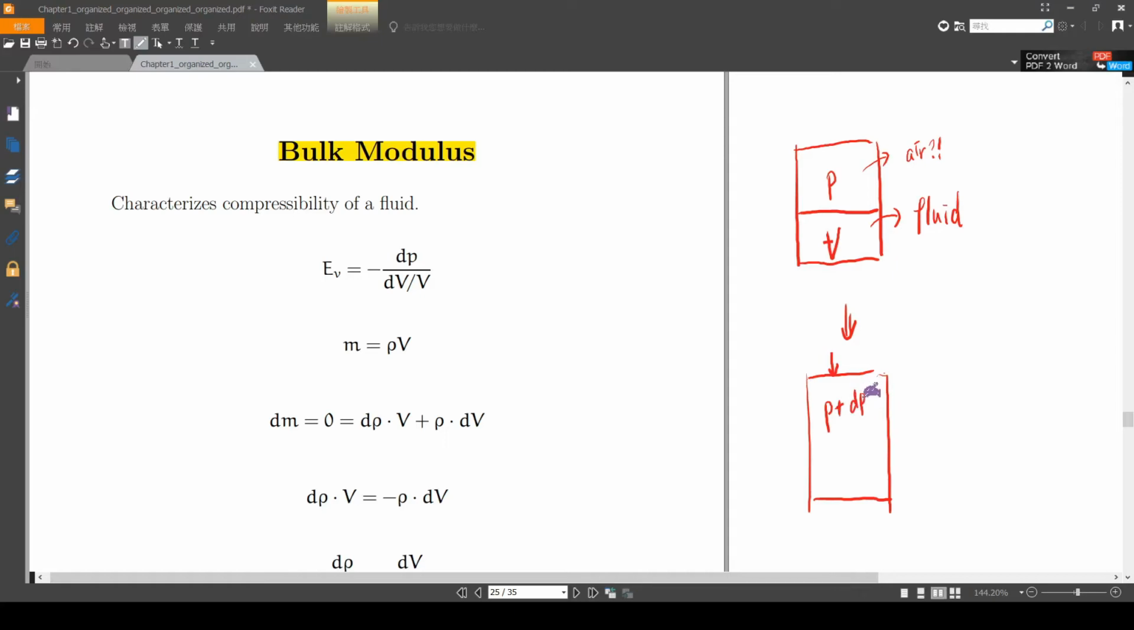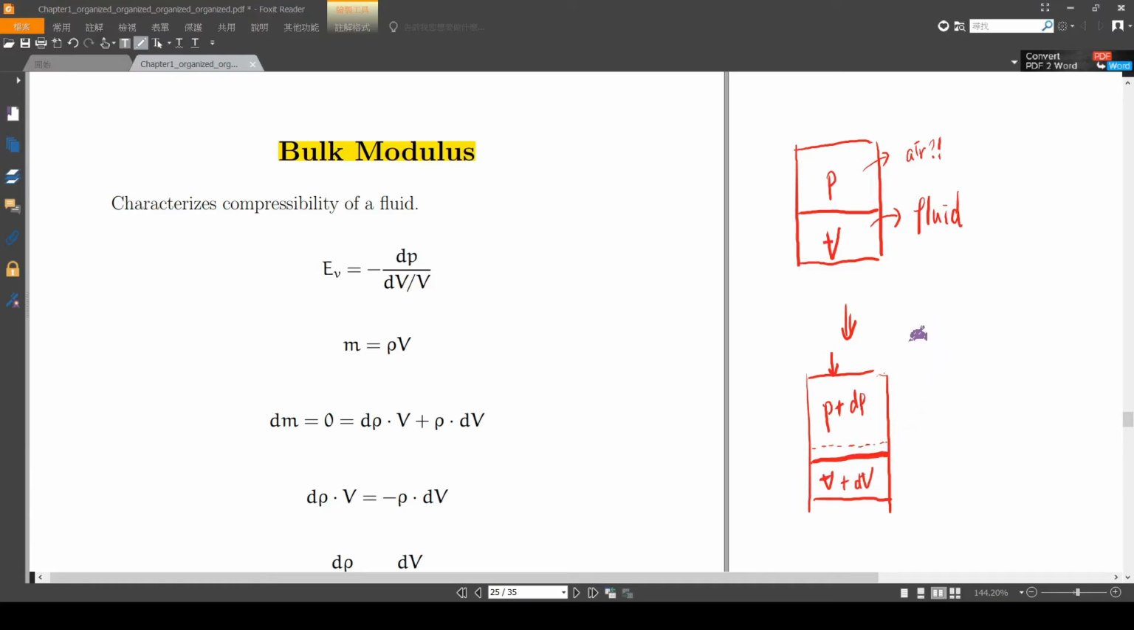We say this is P plus the change of the pressure, okay? So originally the volume of the fluid is at this line, and then maybe it becomes heavier, so the volume becomes smaller. But then it's the original volume plus the change of the volume, right?